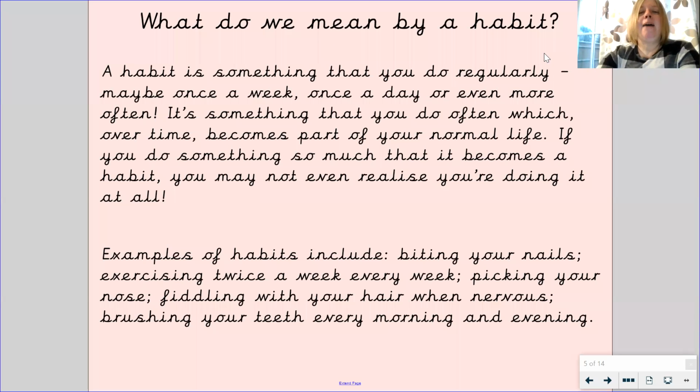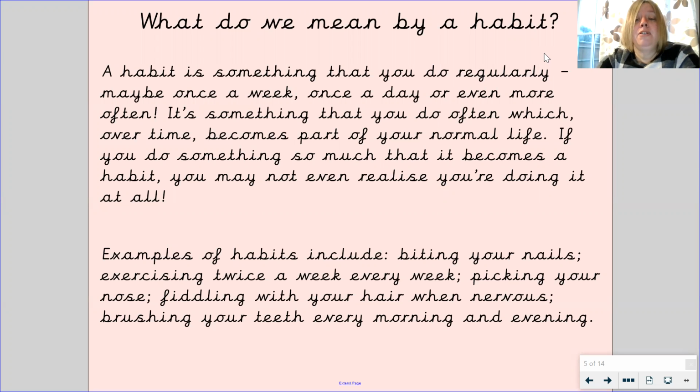What do we mean by a habit? A habit is something that you do regularly, maybe once a week, once a day, or even more often. It is something that you do often, which over time becomes part of your normal life. If you do something so much that it becomes a habit, you may not even realize you're doing it.